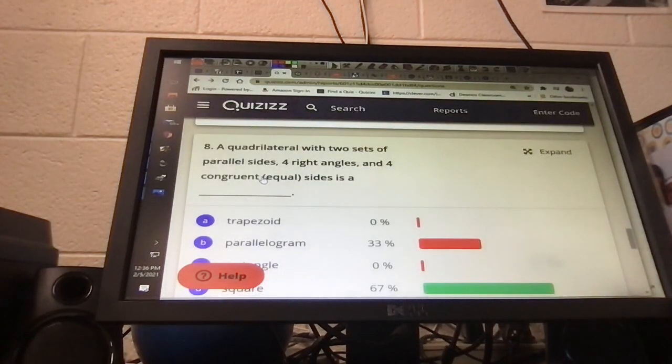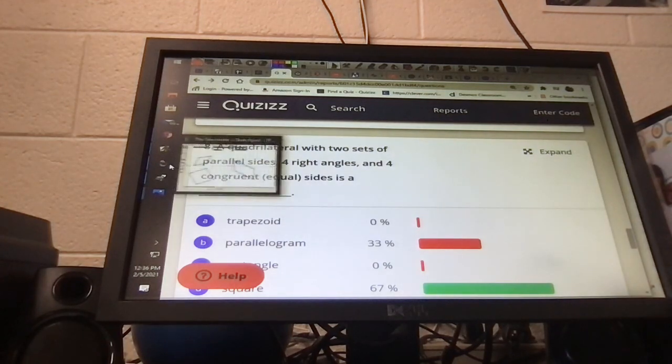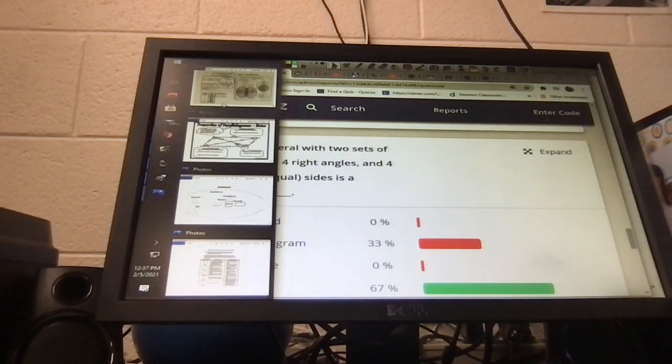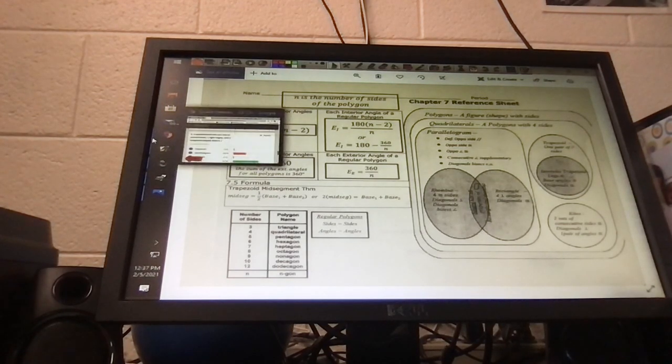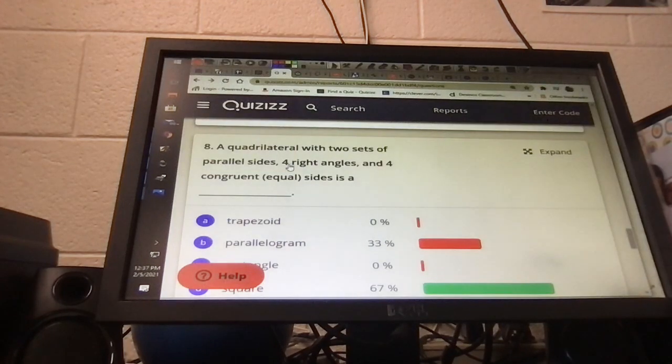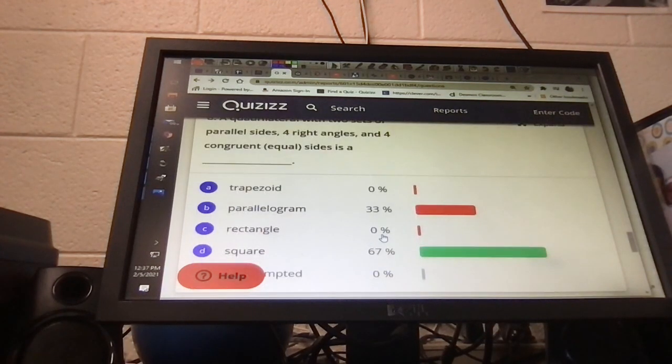Okay, number 8 here, it's a quadrilateral with 2 sets of parallel sides. So what that tells you, if you just stop there, that tells you it's a parallelogram. So in your diagram, right, parallelogram, it's got to be a square, rectangle, or rhombus. So as soon as you see that, parallelogram, square, rectangle, rhombus. So of square, rectangle, and rhombus, which one has 4 right angles and 4 congruent sides? So that's a square.